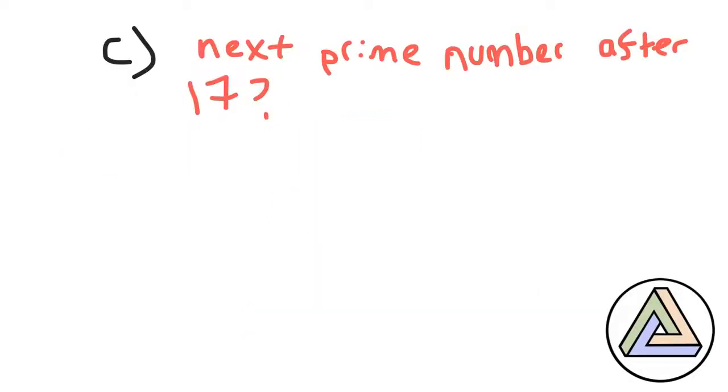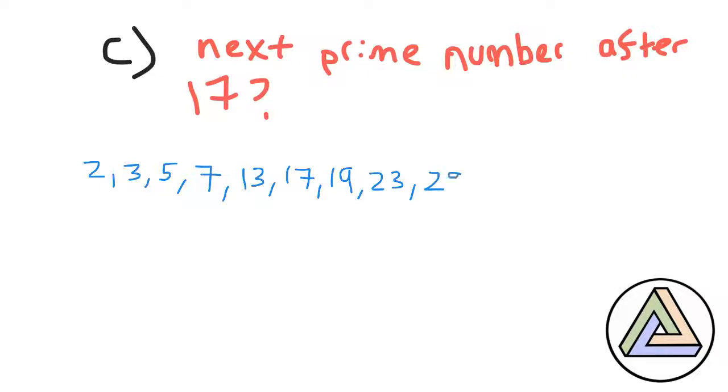Okay, what is the next prime number after 17? Well, I think it helps to get clear on what the prime numbers are. It starts with 2, then it's 3, then it's 5, 7, not 9 but 13, not 15 but 17, 19, not 21 but 23, not 25, not 27, yes 29, 31, yes, not 33, not 35, 37.